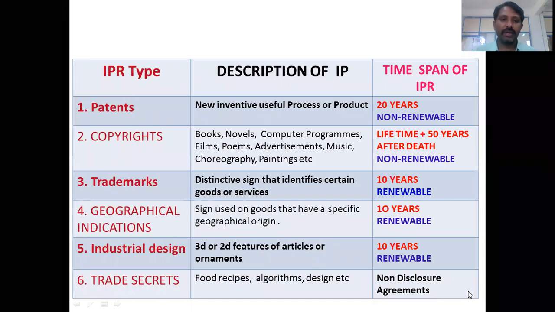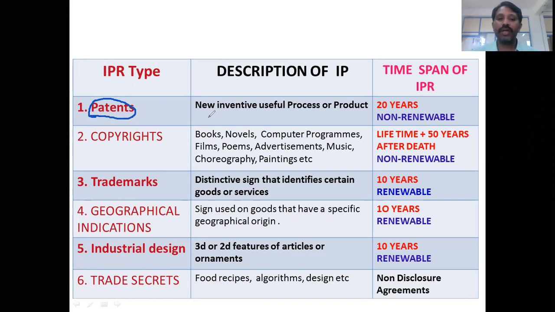Here you see the IPR type, intellectual property right type, the description of intellectual property and the time span of intellectual property rights. So as you all know, intellectual property rights are creations of the mind, right? They can be protected in the law in various forms, right? The first one is patents. So the first type of intellectual property right is patents.